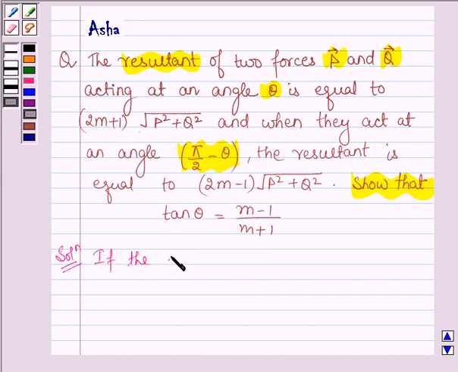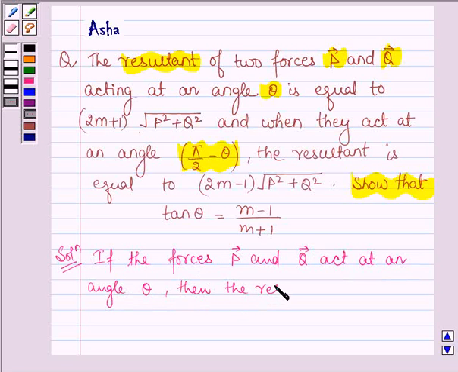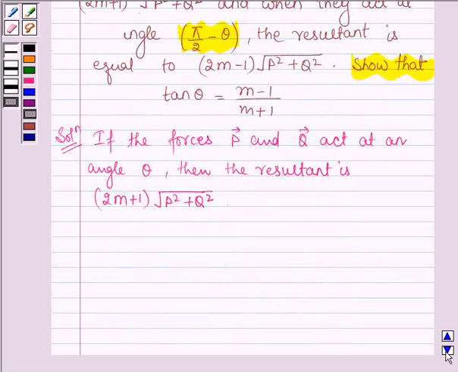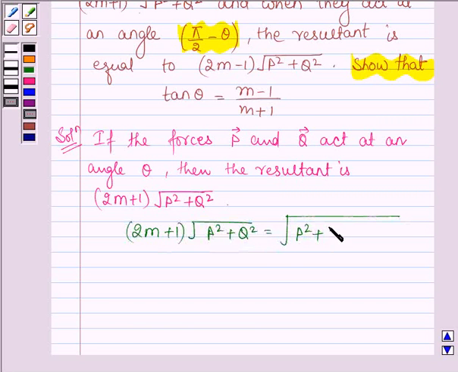Now, if the forces P and Q act at an angle theta, then we are given that the resultant is 2m plus 1 into root over P square plus Q square, which implies that 2m plus 1 into root over P square plus Q square is equal to root over P square plus Q square plus 2 times of PQ into cos theta.